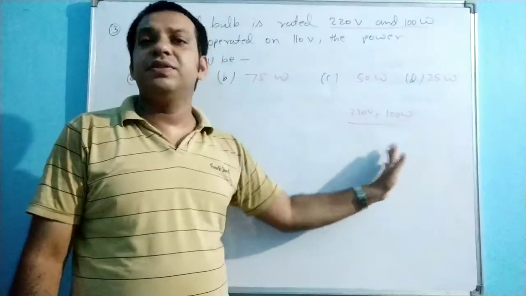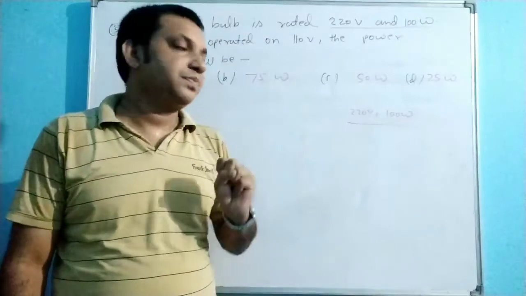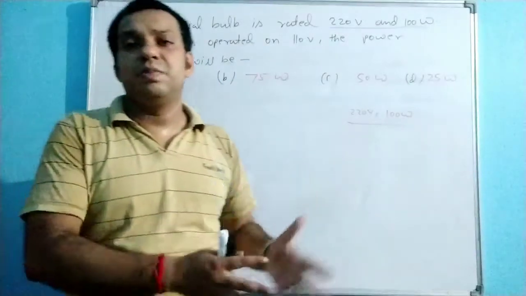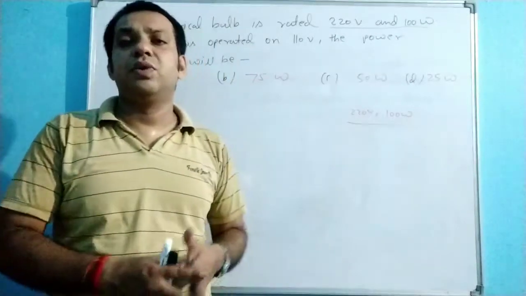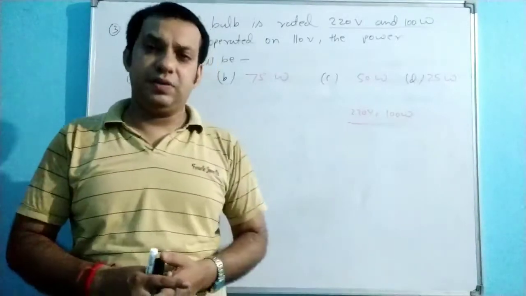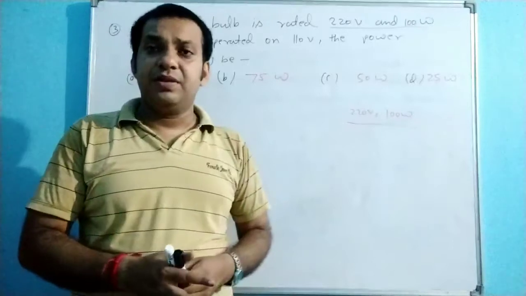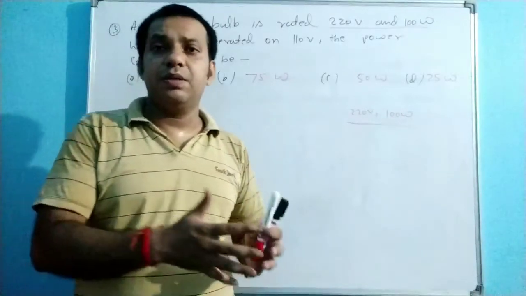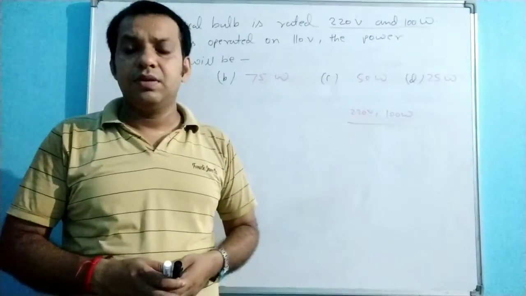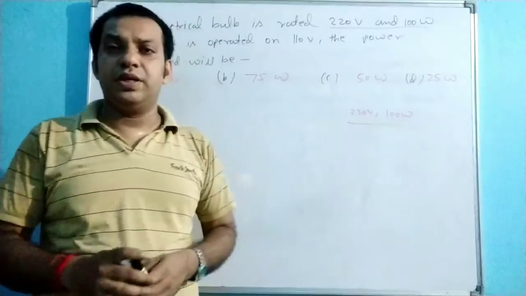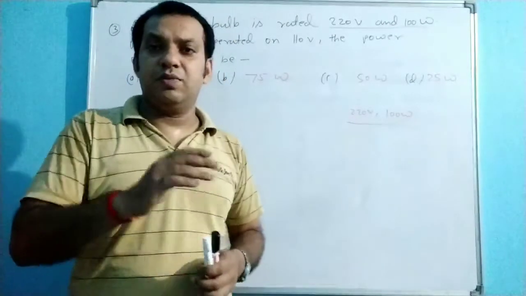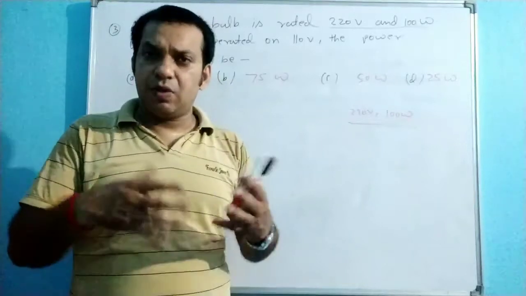So this is the physical significance of this rating. Suppose we have a bulb with a power rating of 220 volt and 100 watt. That means it is designed to operate on 220 volt. If we connect some other voltage except 220 volt, suppose 250 volt or 200 volt, will it not operate? It will operate.